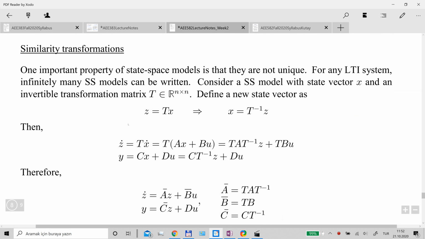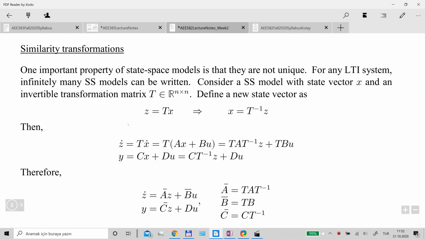Okay, a very important property of state space model is that it's not unique. In fact, you can have infinitely many state space models for the very same system. Each model will have a different state vector definition, but the inputs and outputs are the input and output of the physical system, and they are the same, but the state vector will be changing for these state space models. And you can switch from one state space model to another using what's called a similarity transformation.